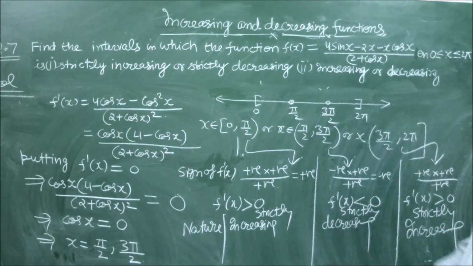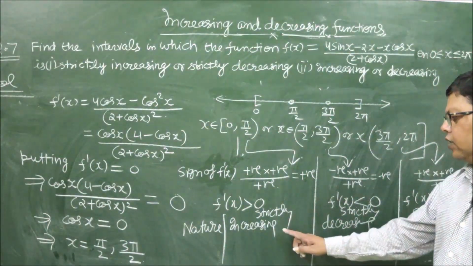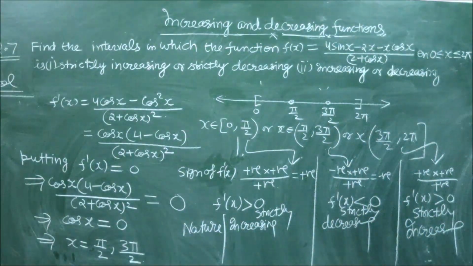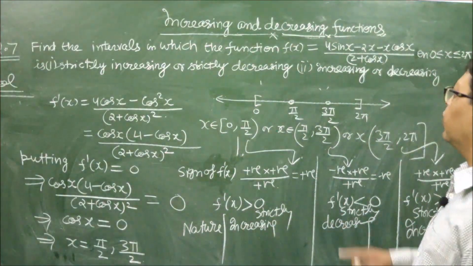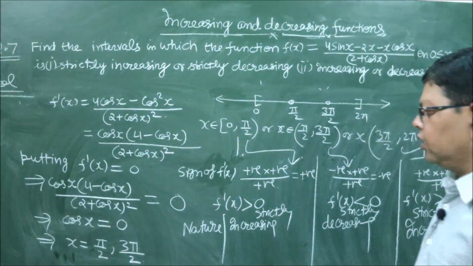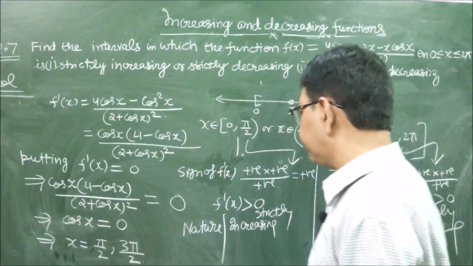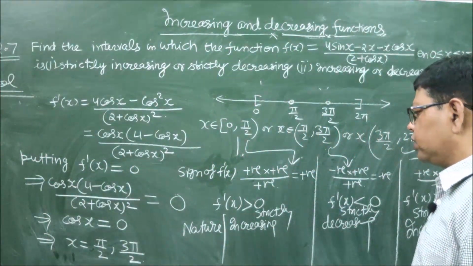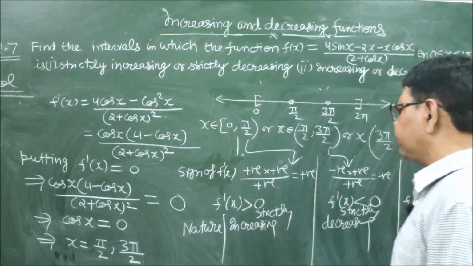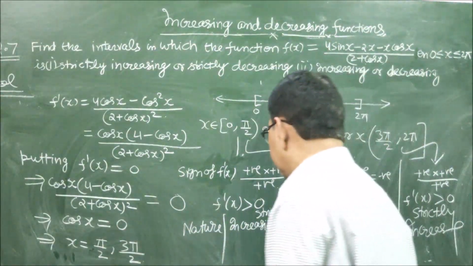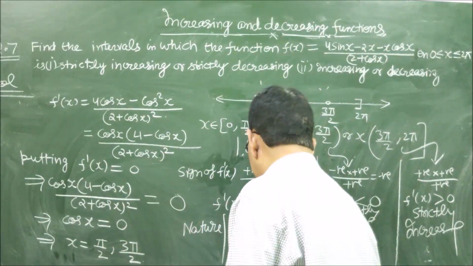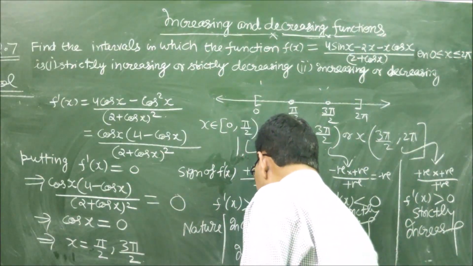So in the interval 0 to pi by 2, the function is strictly increasing. In the interval pi by 2 to 3 pi by 2, it is strictly decreasing, and in the interval 3 pi by 2 to 2 pi, it is strictly increasing. Now if we want to find only the increasing function, then we will also consider these points pi by 2 and 3 pi by 2.